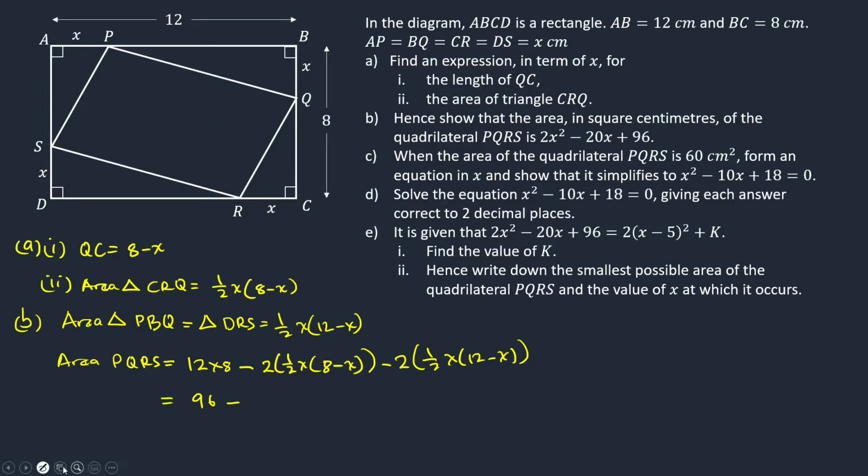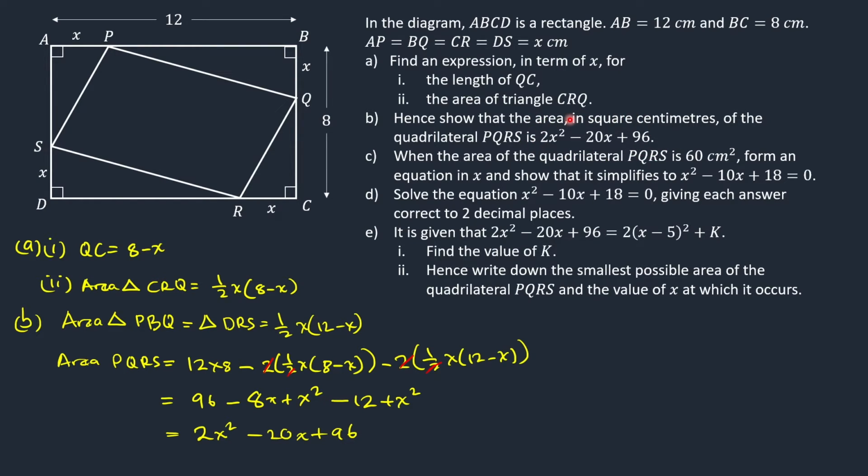Minus, this cancels off likewise. So we end up with minus 8x plus x squared, and then minus 12x plus x squared. Rearranging it, 2 terms of x squared, that means 2x squared, and then minus 8x minus 12x, that is minus 20x, and then plus 96. So the equation here is proven, that matches.